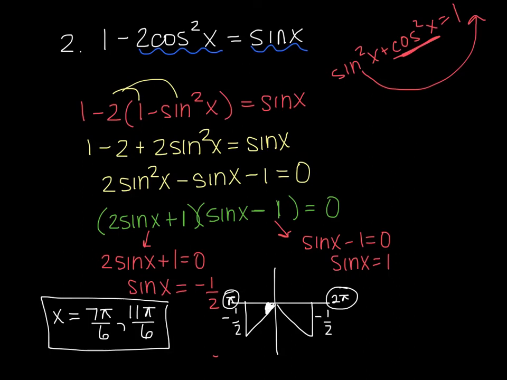And then over here, for sine x equals 1, I'm looking for where is the y value 1. Well, that's the point straight up. There's not necessarily a triangle that's going to represent that, but that's where my y value is 1 straight up. That's an angle of pi over 2. So I have 3 answers.